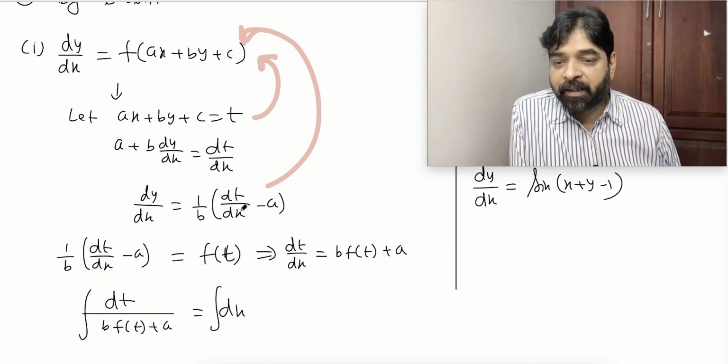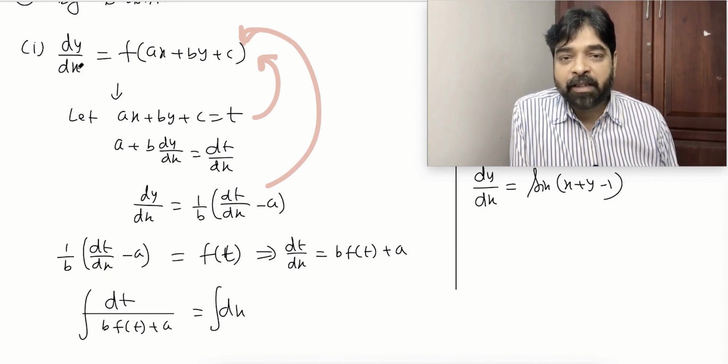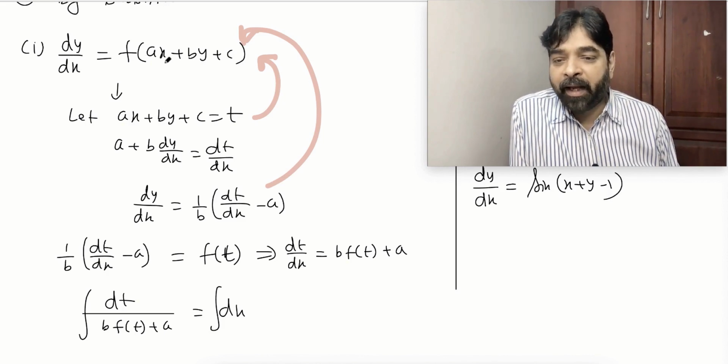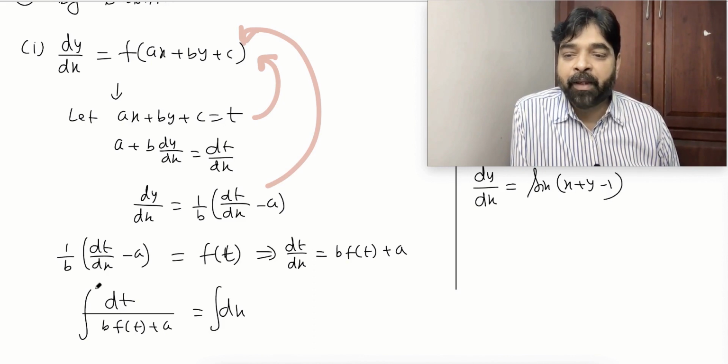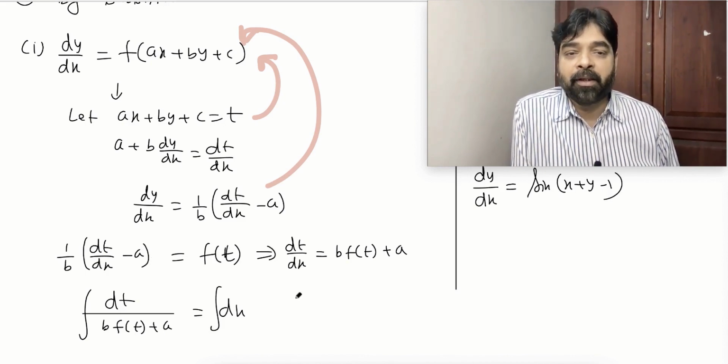dy by dx, this is okay. This value I substituted here, 1 by b into dt by dx minus a. And f of this value, which I already assumed as t, so I put f of t. Multiply and then get things done.